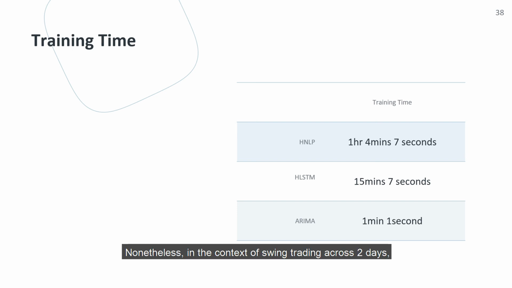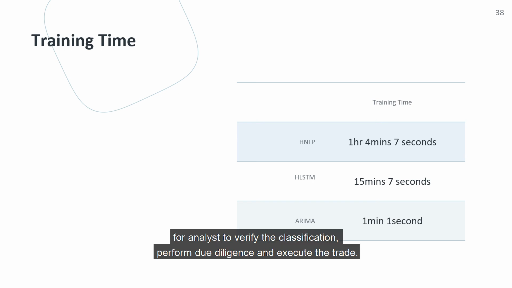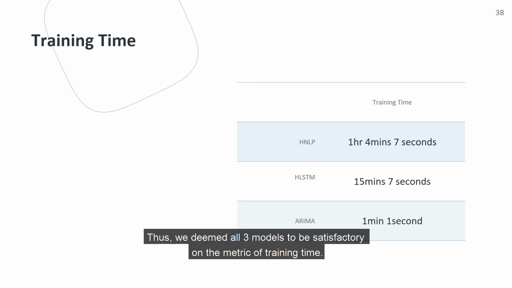Nonetheless, in the context of swing trading across 2 days, all 3 of them provided enough buffer for the analysis to be done for analysts to verify the classification, perform due diligence, and execute the trade. Thus, we deemed all 3 models to be satisfactory on the metric of training time.